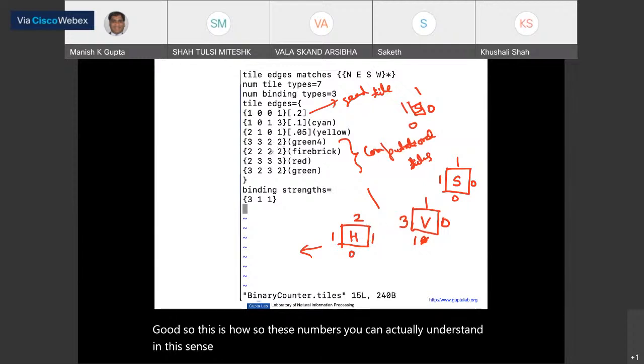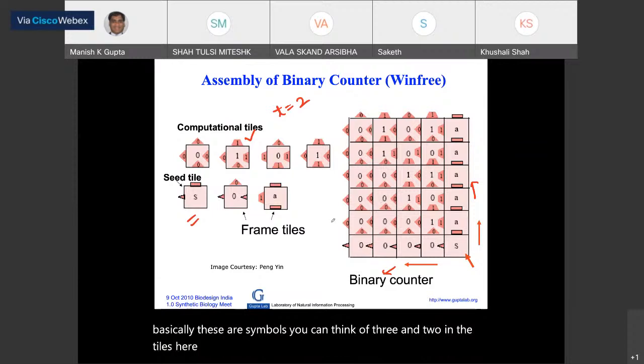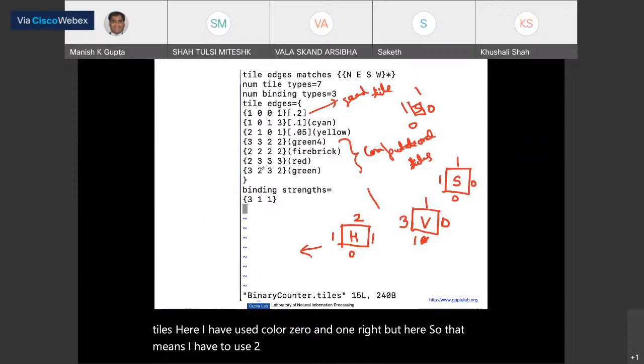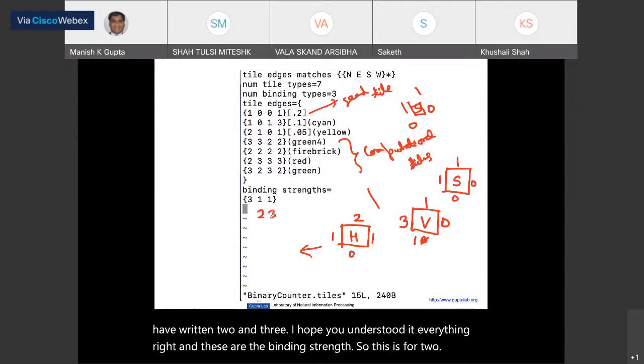Similarly, you can write down these numbers. So basically, these are symbols you can think of, 3 and 2. In the tiles here, I have used colors 0 and 1, right? But here I have to use 2 colors, or essentially 2 numbers. In the program, I have written 2 and 3. I hope you understood everything, right? And these are the binding strengths. So this is for 2 and this is for 3.